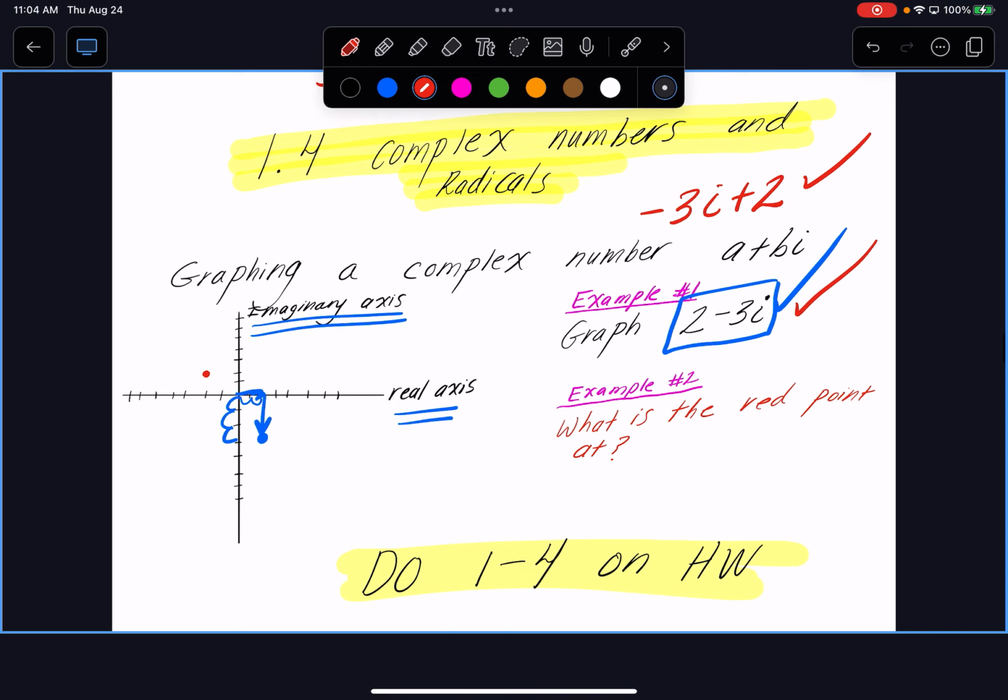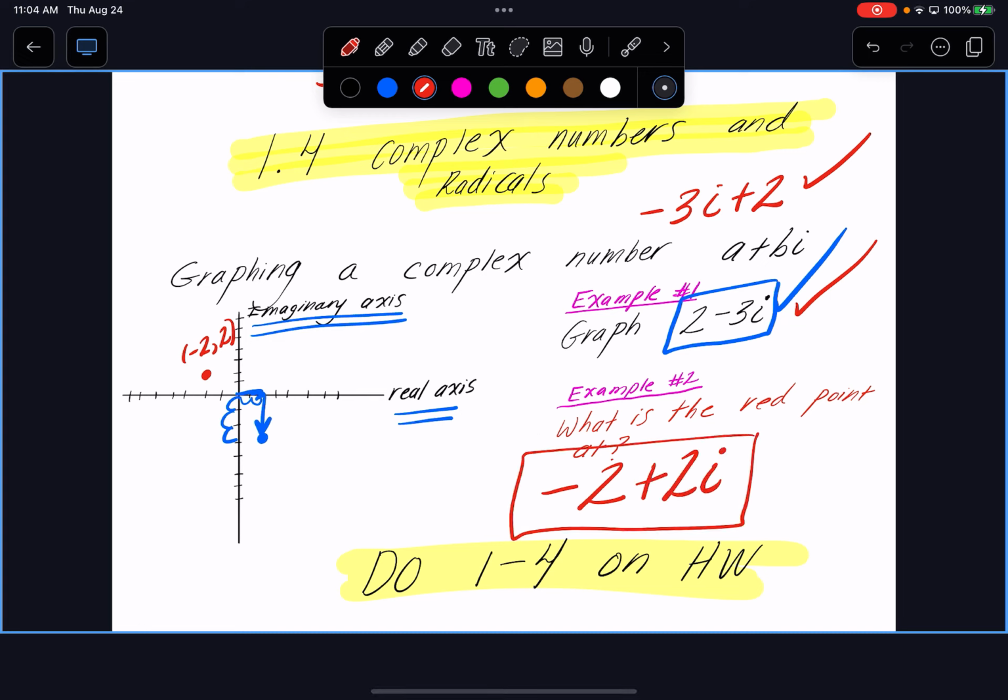All right, now look, tell me what the red point is as a complex number. The whole complex number. So right there, what point is that? Let's write it out. It's negative 2, positive 2i. Okay, so let's write the complex number. We would say negative 2 is the real number, true? Yes. And then the complex part is 2i, positive. So you'd say plus 2i. Don't overcomplicate it.